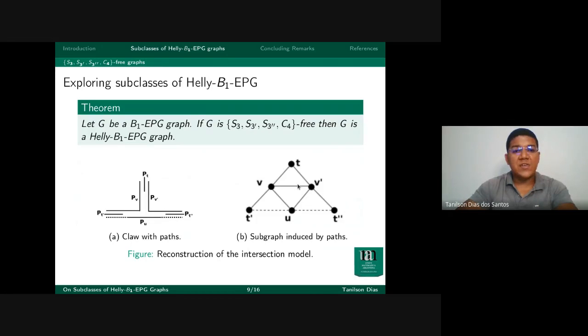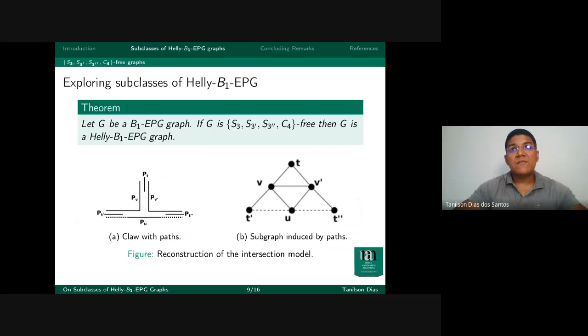Exploring subclasses of Helly-B1-EPG, the next theorem says the following. Let G be a B1-EPG graph. If G is S3, S3 line, S3 2 line, and C4 free, then G is a Helly-B1-EPG graph. Well, the demonstration is as follows. Suppose that there is a B1-EPG graph that is not a Helly-B1-EPG graph.